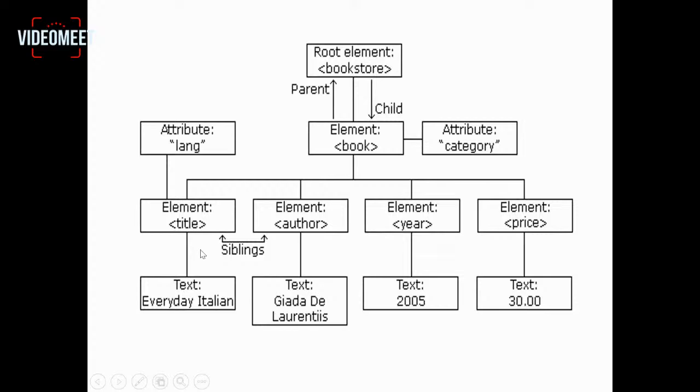So they are siblings. And in turn, this title element has some text information stored, Everyday Italian. So the title of the book is Everyday Italian, and the author name is stored in the author tag, this author name, Laurentis. The year tag stores the year in which this book is published, and this price tag will store the information about the price of this book, say $30 or something.